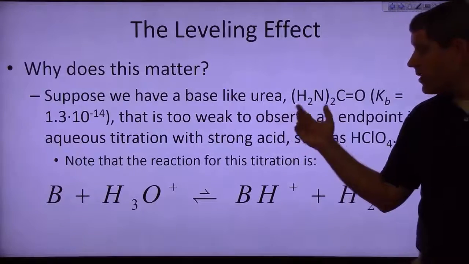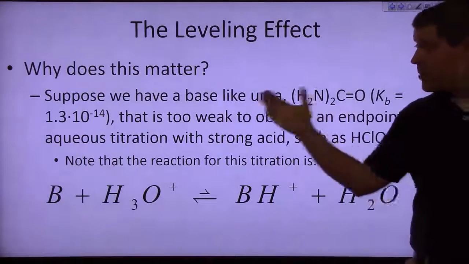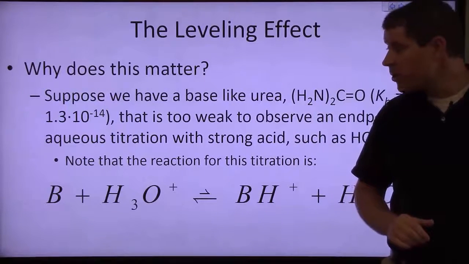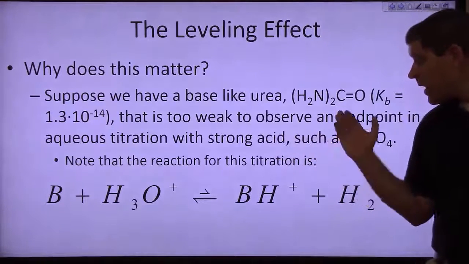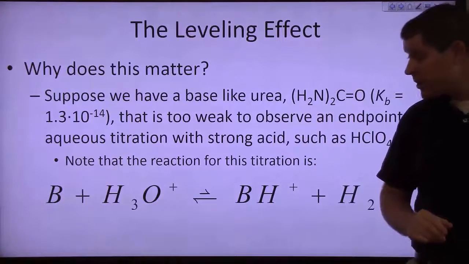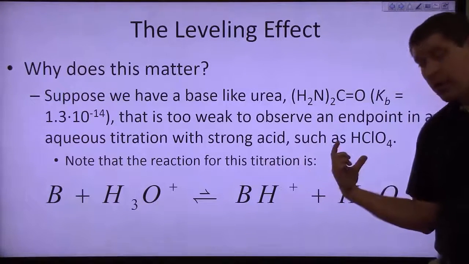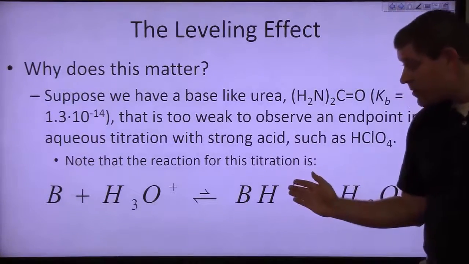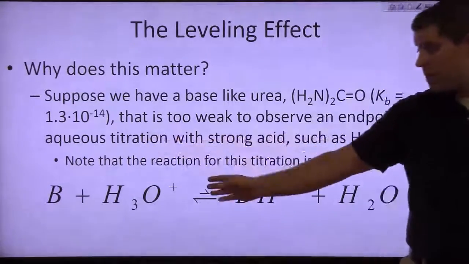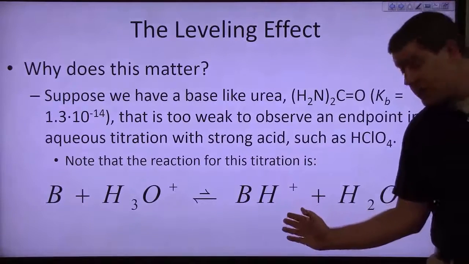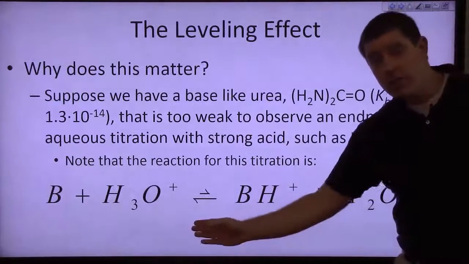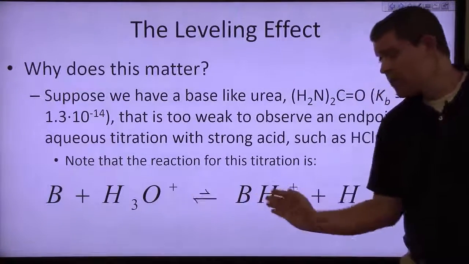Suppose we have a base like urea with a formula given here. The Kb is equal to 1.3 times 10 to the minus 14. Now that's too weak to observe an endpoint in an aqueous titration with a strong acid, such as perchloric acid. Now note that the reaction for this titration is then B plus the hydronium ion reacts to give us BH plus water. And note that the reverse reaction is more favored than the forward reaction is.